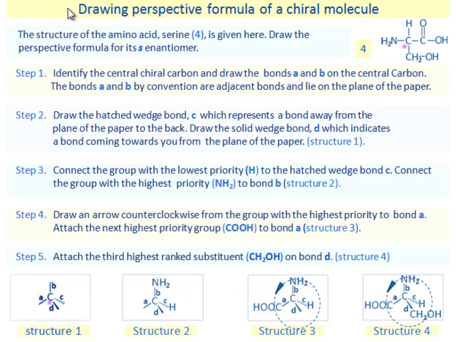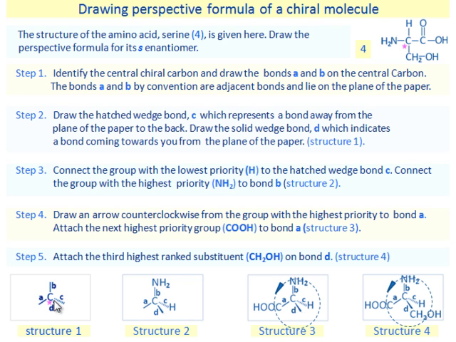Drawing perspective formula of a chiral molecule. The structure of the amino acid serine is given here. Draw the perspective formula for its S enantiomer. Step 1. Identify the central chiral carbon and draw the bonds A and B on the central carbon. The bonds A and B, by convention, are adjacent bonds and lie on the plane of the paper.